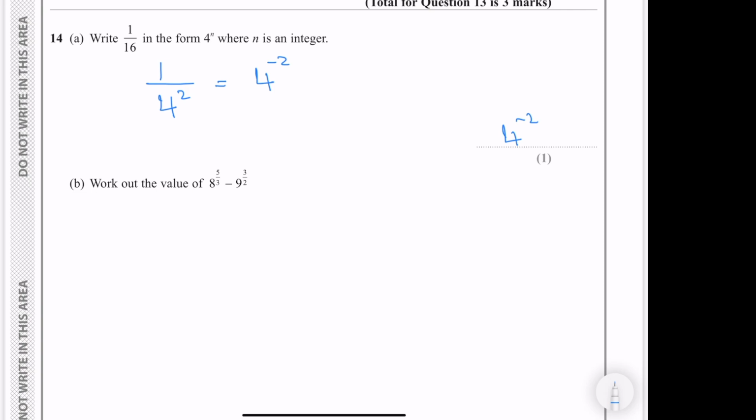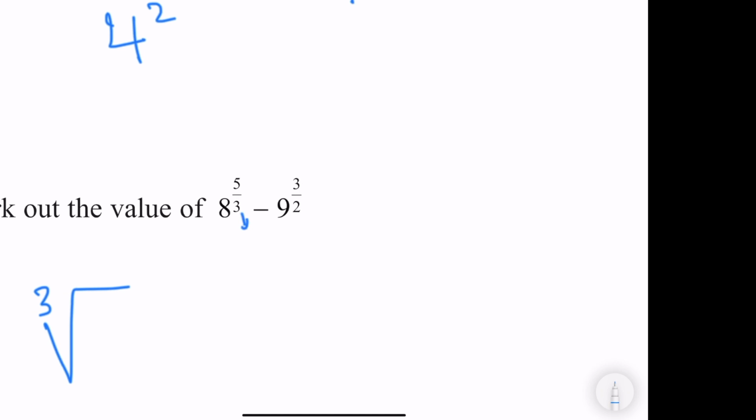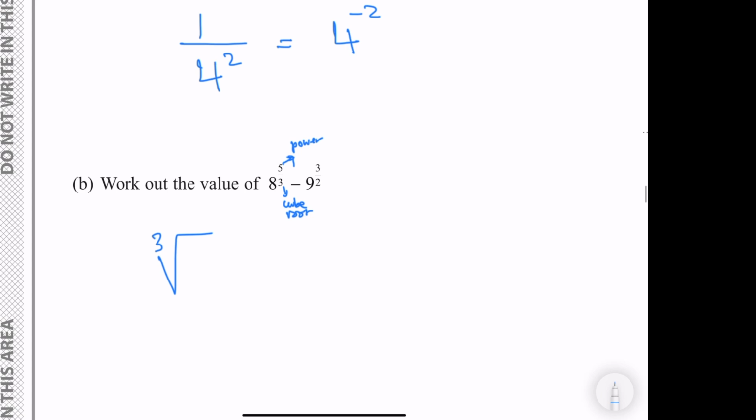Work out the value of 8 to the power 5 over 3. So you need to do the cube root first, because divided by 3, so this is the cube root, and this is the power. The top number is the power, the denominator is the root. Cube root first. Never do the power first. Otherwise your number will become a giant and it will be out of control. So do the cube root first of 8, and then apply the power later.